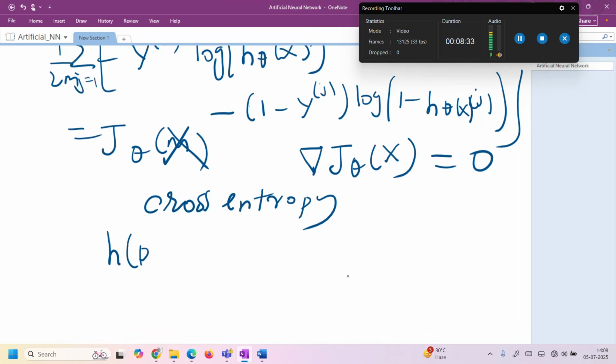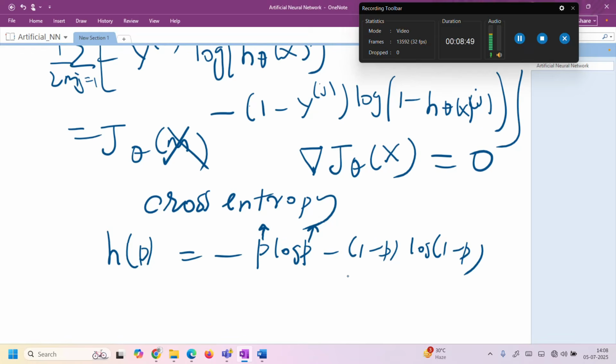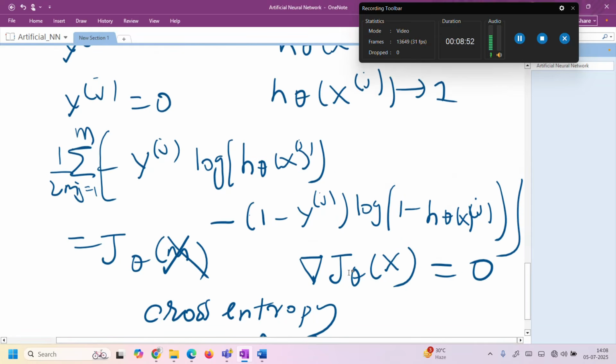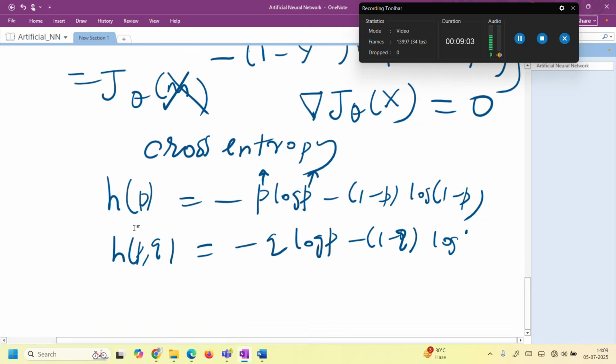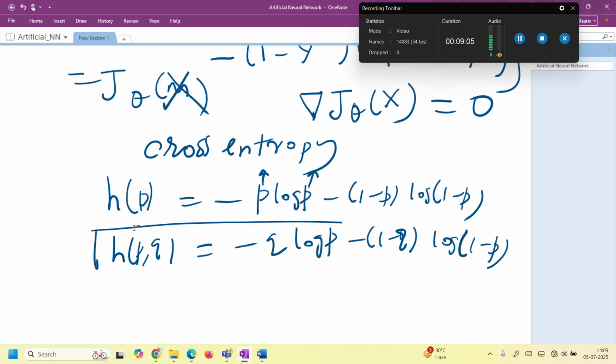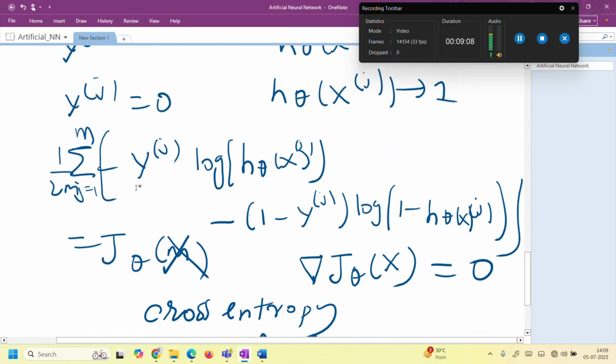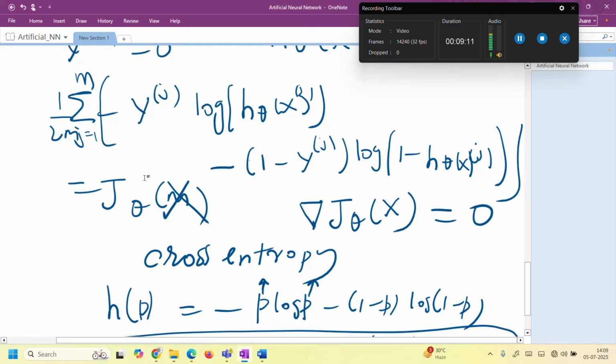Because if you remember the definition of binary entropy, it is minus p log p minus 1 minus p log of 1 minus p. If you see, it resembles this. The only difference is that in binary entropy the term outside the log and inside the log are the same, whereas in this case the terms are different. That's why it's cross. So in general, the cross entropy H of p, q is defined as minus q log p minus 1 minus q log of 1 minus p. The name borrows from information theory. So the cost function of logistic regression is cross entropy.